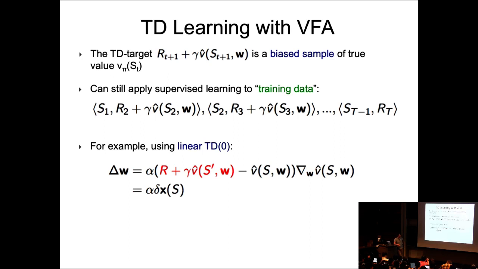Okay? So for example, if you're using linear TD learning, then you basically have alpha, this is your delta, this is your prediction error, times the features themselves, whatever features you've designed, the linear features.